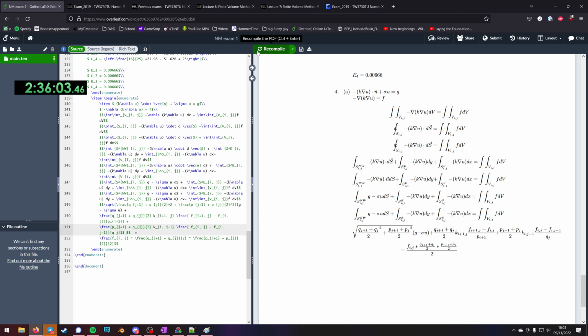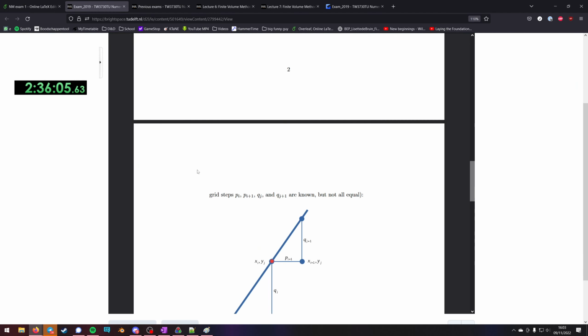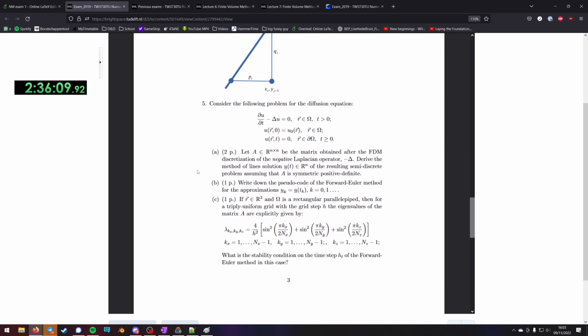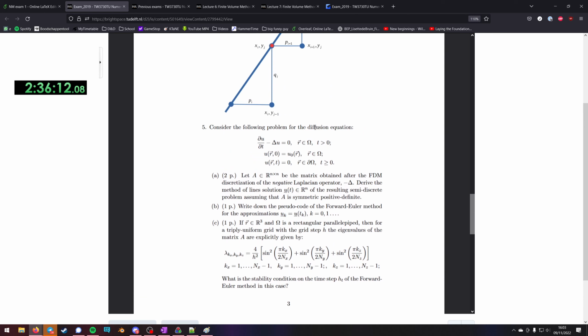Yeah. Right. 4 points. Makes sense. 1 page left. 8 points left. Consider the problem for the diffusion equation. Let A be the matrix obtained after the negative Laplacian operator. Derive the method of lines solution.